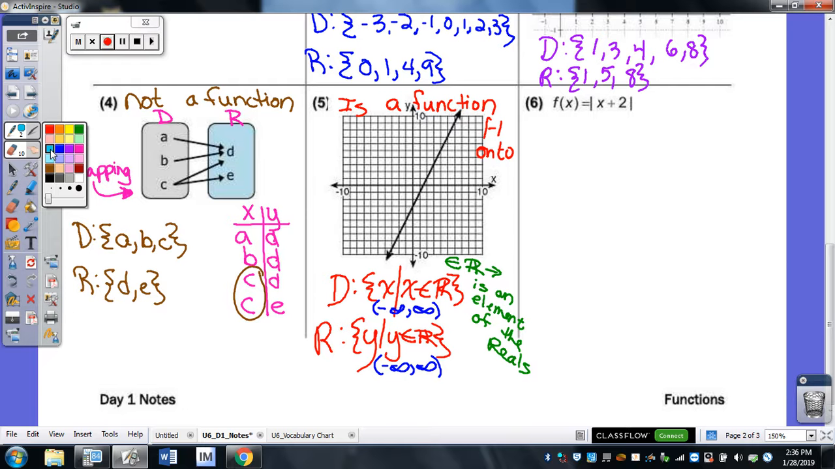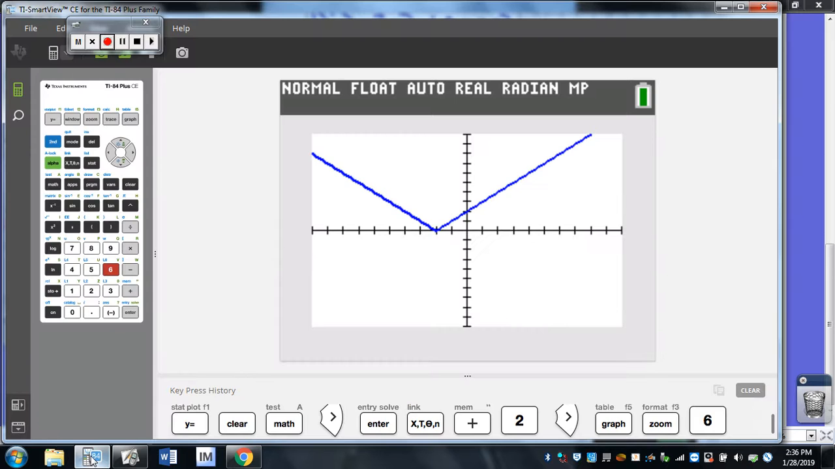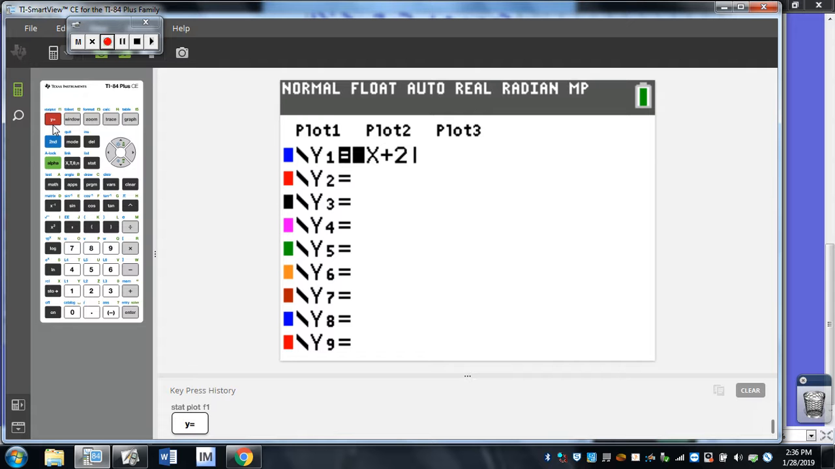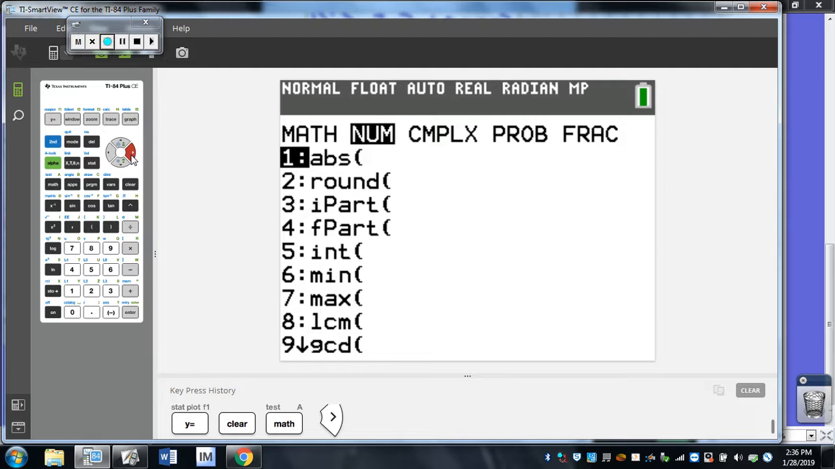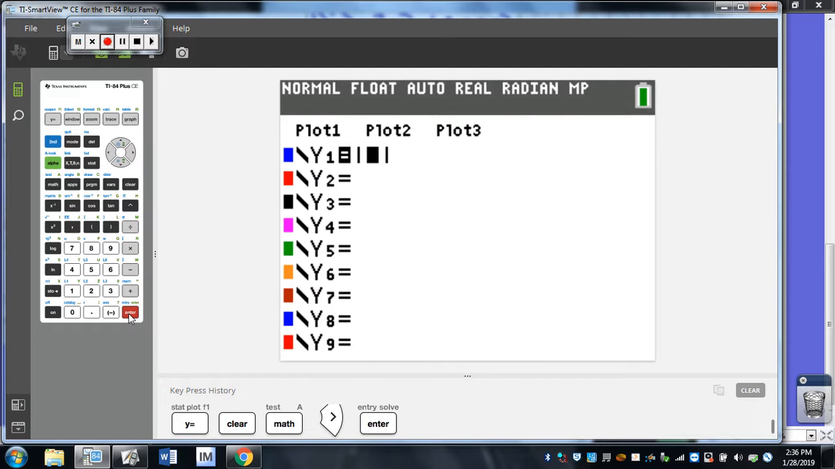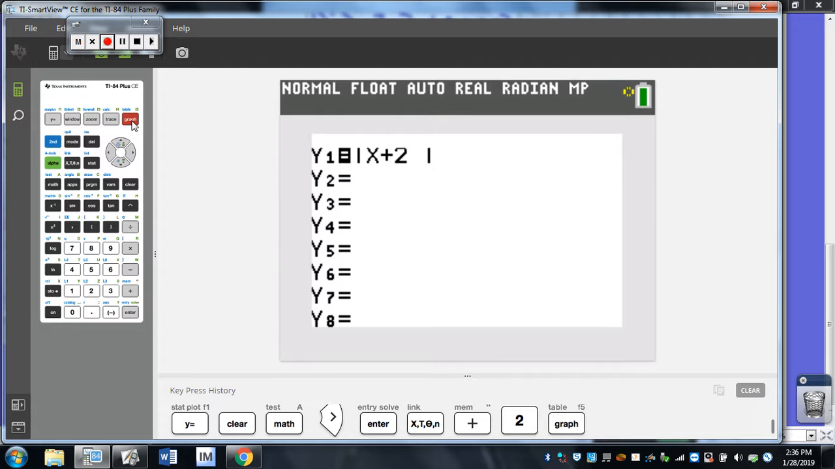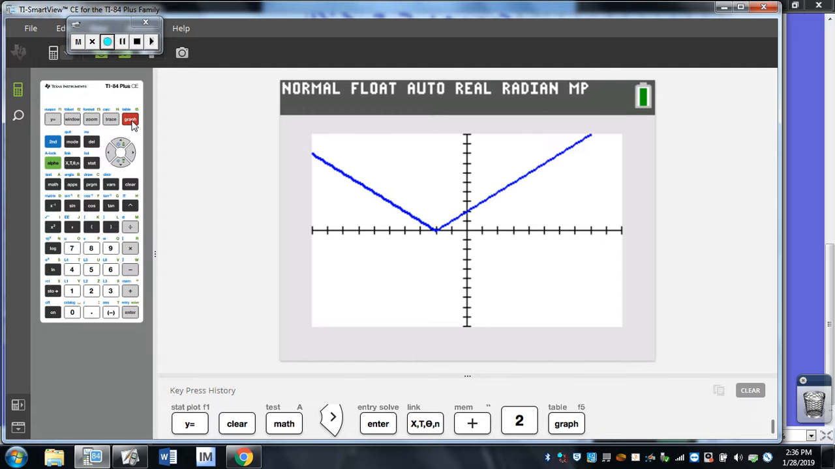All right, number 6, let's put this one into our calculator. It's a lot easier to figure these things out when you have a graph of it as opposed to an equation. So to get your absolute value, you push math, you go over to num, which is that first one, and then abs, that's your absolute value. And then it's x plus 2, right? So then if we look at our graph, there's our graph. We have a nice little V shape for absolute value.